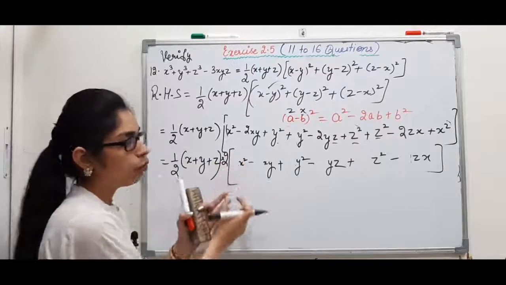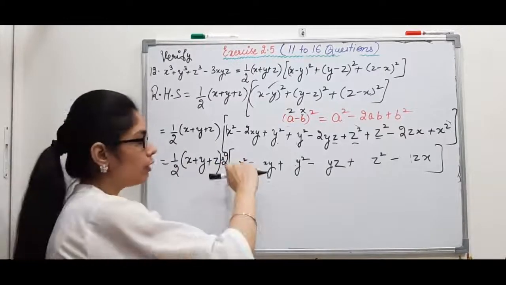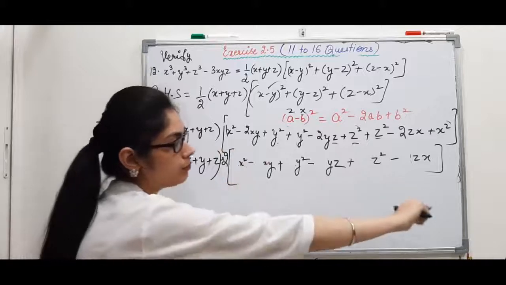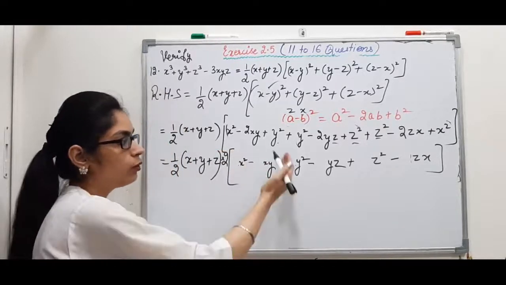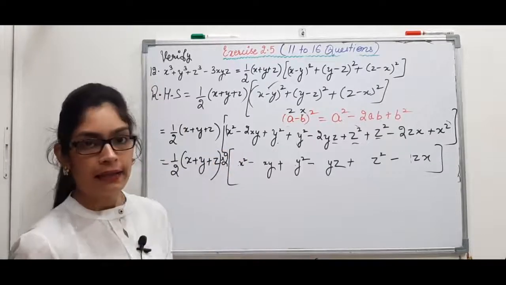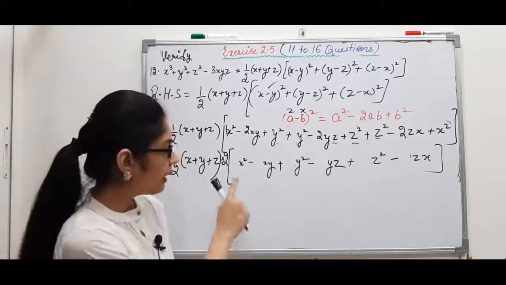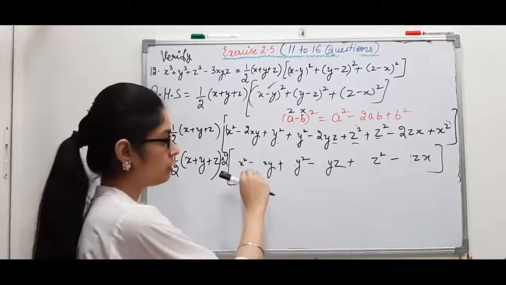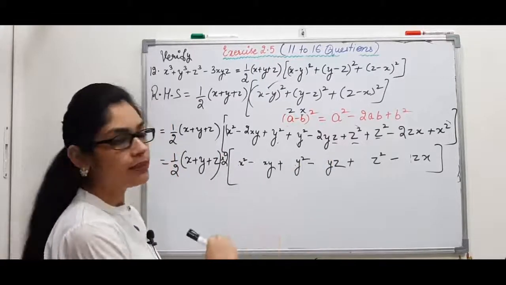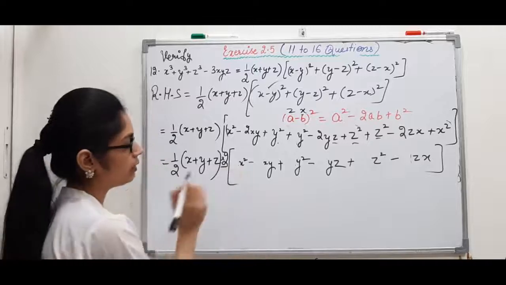See, 2 I am just taking out common. If you again multiply, the terms will become the same. It will become 2x square, 2xy, 2y square, because whenever any term is written outside the bracket, this term will get multiplied with each of the terms which are present inside the bracket. So I have just written it outside.